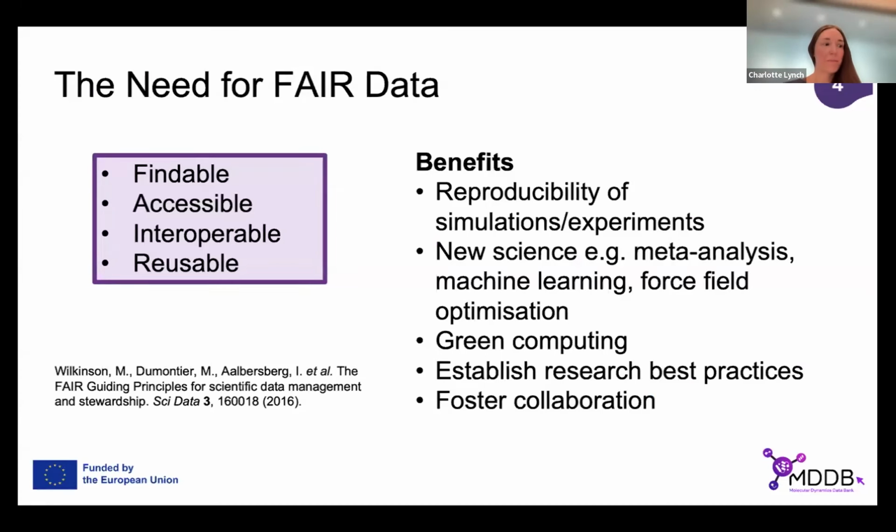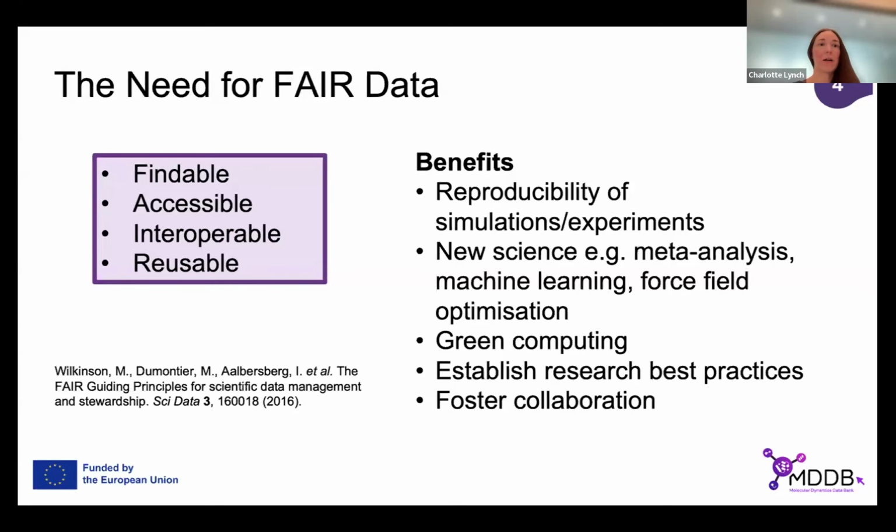So FAIR data, broadly speaking, means that it should be findable. We should have some sort of persistent, unique identifier for that data, and it should be easy to find for humans and also for computers. Accessible means that you should be able to access it via standardized means. Interoperable means that it should be able to work with other different workflows or applications, so you should be able to work with it, basically. And reusable means that you should have a well-described set of metadata so that you could replicate it.